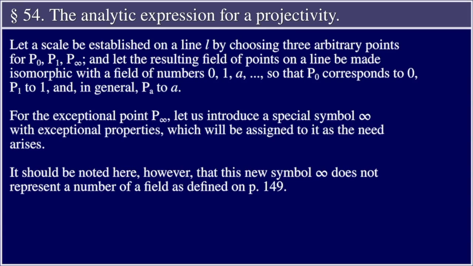Let a scale be established on a line L by choosing three arbitrary points for P0, P1, P infinity, and let the resulting field of points on a line be made isomorphic with a field of numbers 0, 1, a, so that P0 corresponds to 0, P1 to 1, and in general PA to A. For the exceptional point P infinity, let us introduce a special symbol infinity with exceptional properties, which will be assigned to it as the need arises.